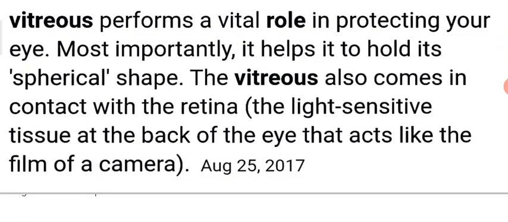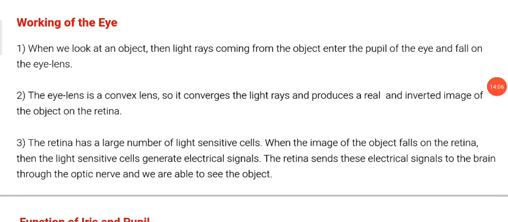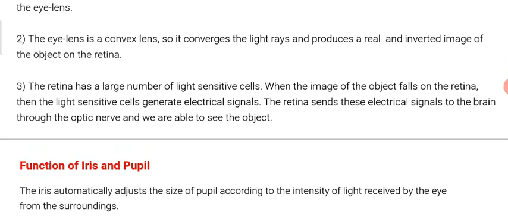Okay, let us move on now. Now, the working of the eye. Let us try to understand the working of the eye quickly. When we look at an object, light rays coming from the object enter the pupil of the eye and fall on the eye lens. This is actually the mechanism of the eye.